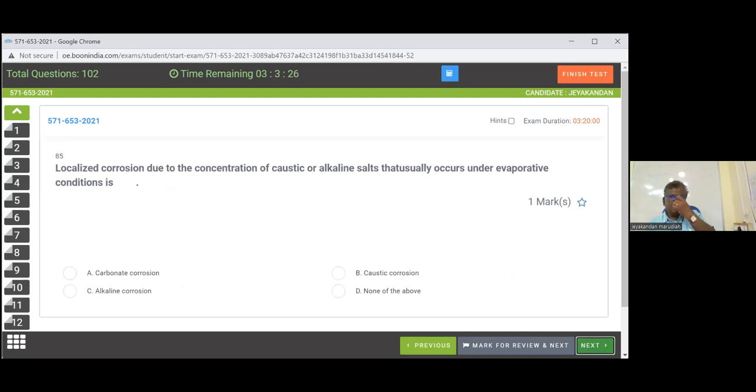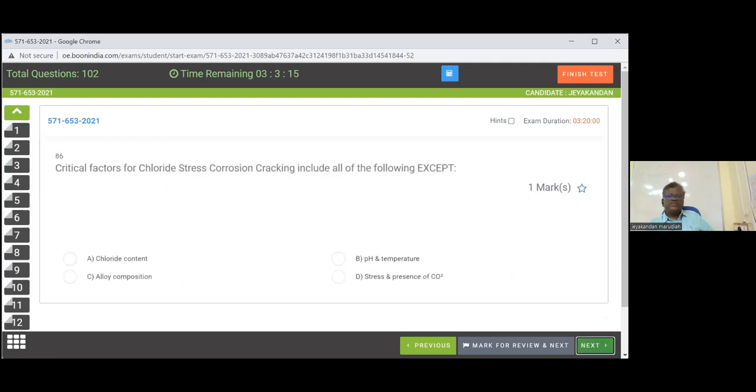Localized corrosion due to concentration of caustic or alkaline salt, which usually occurs under evaporative conditions, is called caustic corrosion. Critical factors for chloride stress corrosion cracking include all of the following: chloride content, alloy composition, except CO2. CO2 has no relation with chloride.